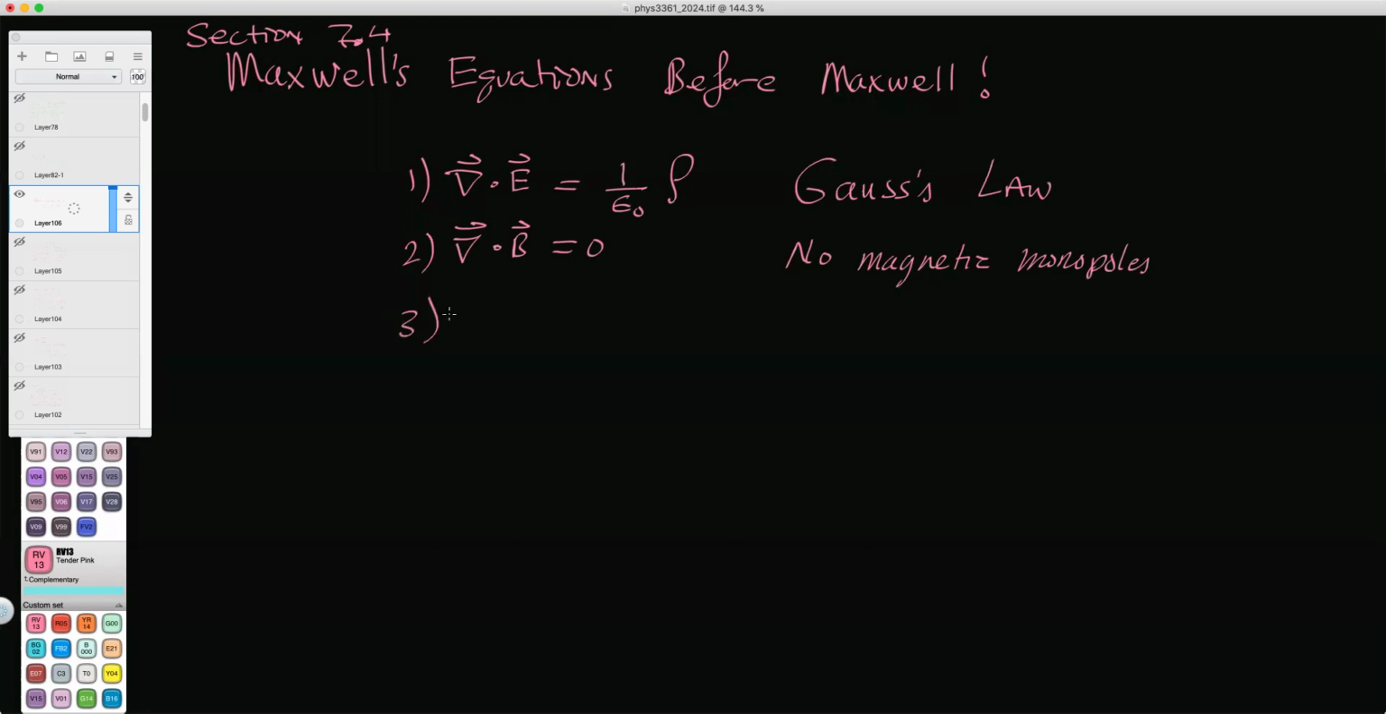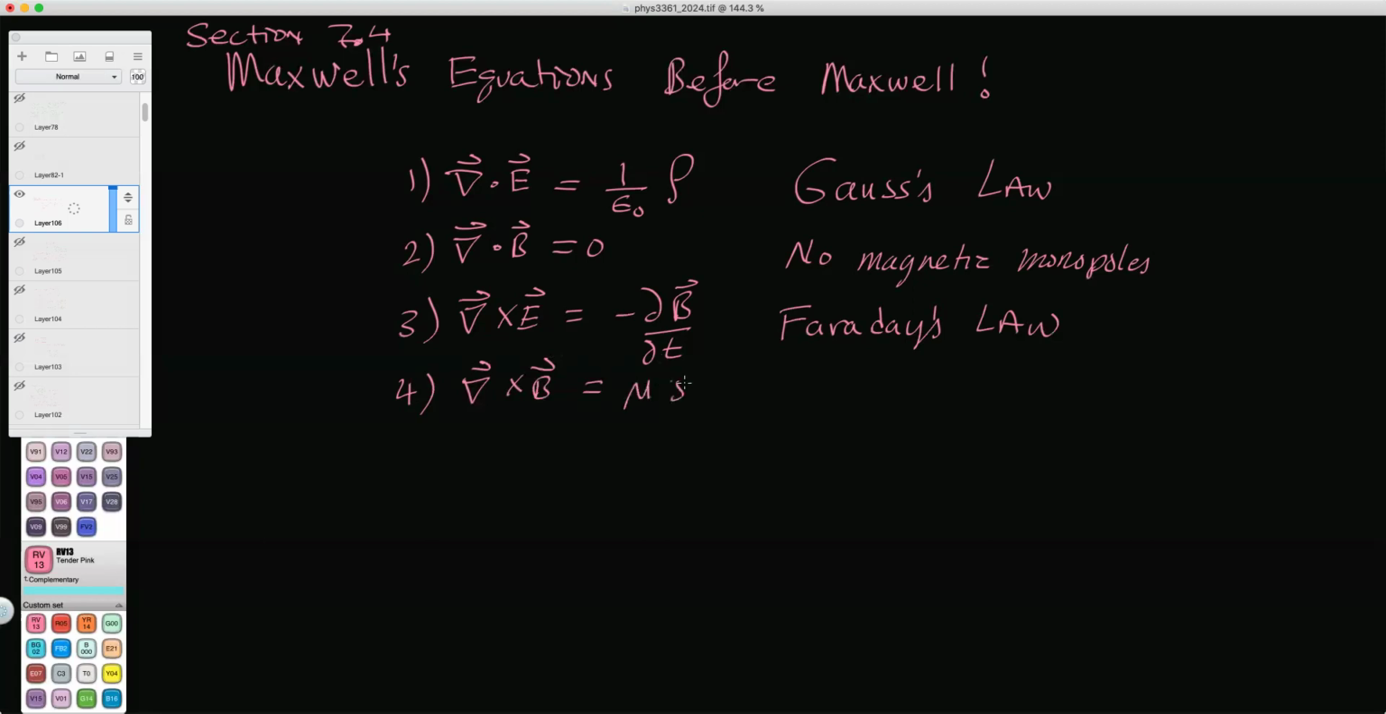And then we saw this one where if you have a changing magnetic field, you generate, well, you have a curl to E. And this is called Faraday's law, which is the one we just saw. And then we saw a while back in magnetostatics Ampere's law. And this J is the current density.